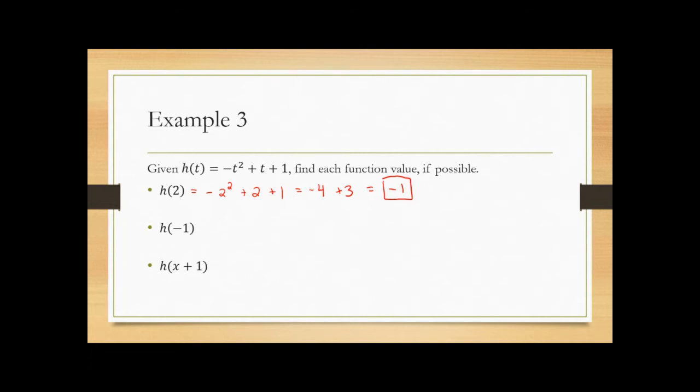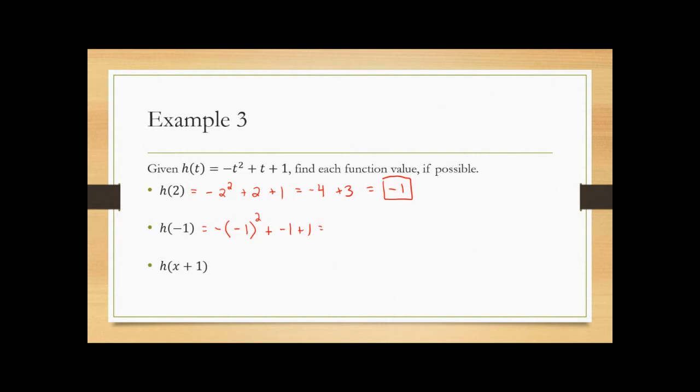Next one, h of negative 1. You want to be very careful when you plug this in, because we have a negative t squared, and then we're putting negative 1 in for t. So you basically have two negative signs here, and then you also have your exponent. Then plus negative 1 plus 1. So we're following the order of operations to simplify. When you have functions, you just work on the right side. You never touch the left side. That's why I'm moving all the way to the right here, because we're not solving for h. We're just evaluating the right side.